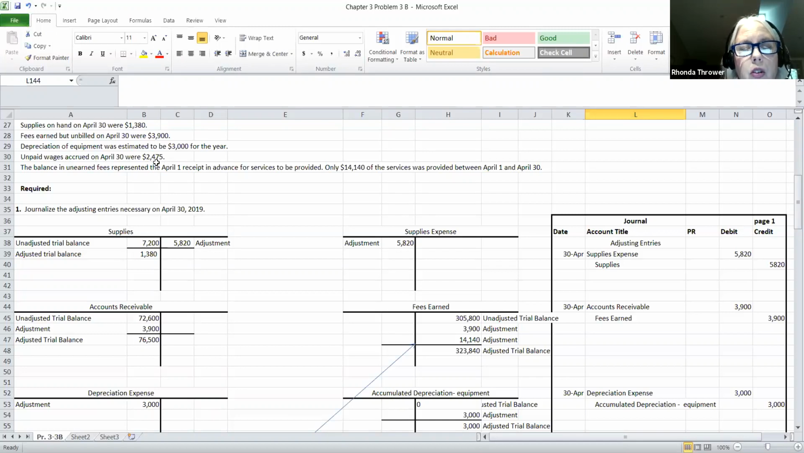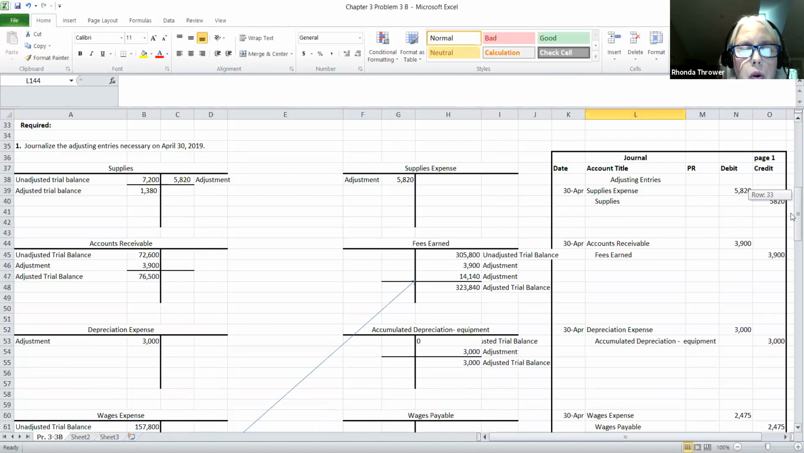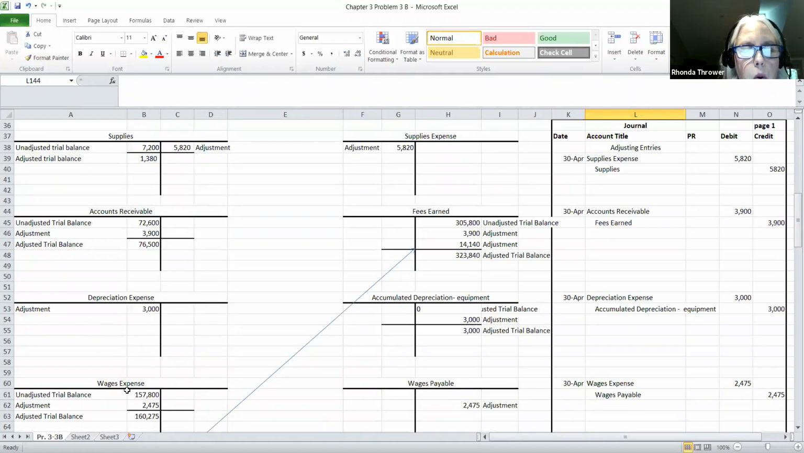What we're showing here is just what we have incurred as far as wages expense were concerned. So my accounts that I'm going to use for recording an accrued expense would be wages expense and wages payable. An accrued expense is an expense that's been incurred that you need to record.